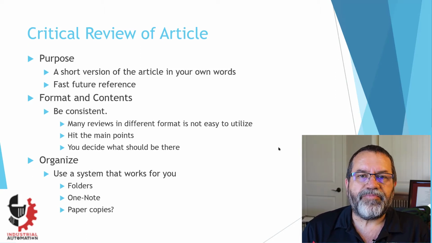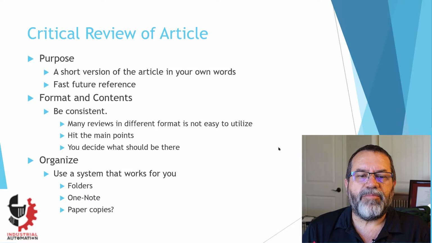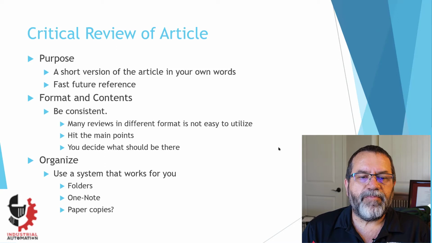For it to work for you, you need to be consistent. If you have 10 articles that you have reviews on, they all need to be set up the same way so that you can look at them all together and judge which one you want to use or whether you need to use them. And you need some way to organize them. You might want to put them in folders on your computer, maybe use OneNote, it's kind of a cool program, or maybe you just print paper copies and put them in your file cabinet.